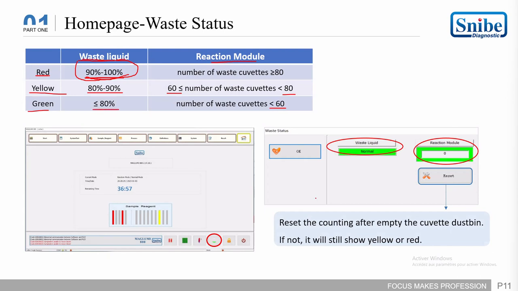What you need to know is that there is a special case for the reaction module waste. In case you empty the cuvette dustbin, you need to click reset in the software in order to turn it green again and to reset the counter to 0. Because if you don't do it, it will stay in red color. So when you empty it physically, you need to click reset to reset the counting.